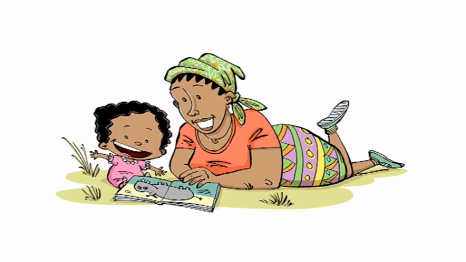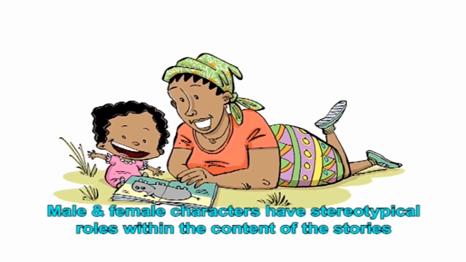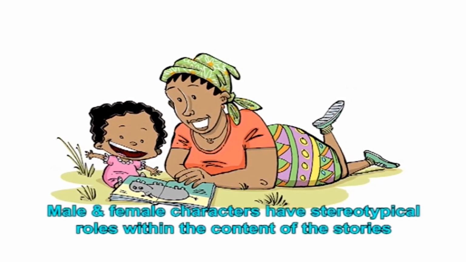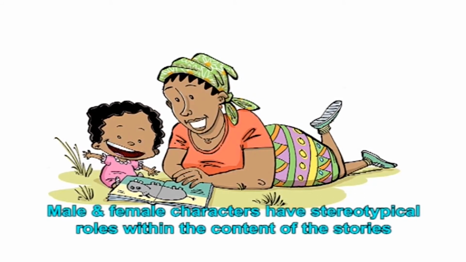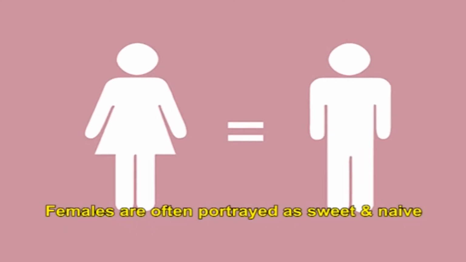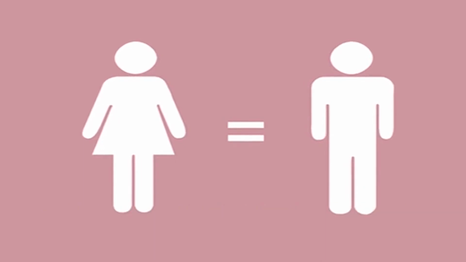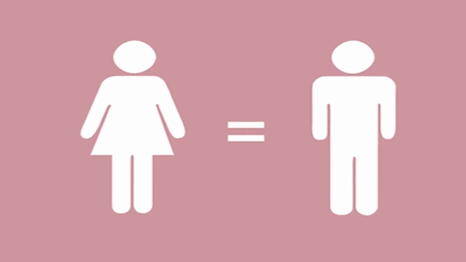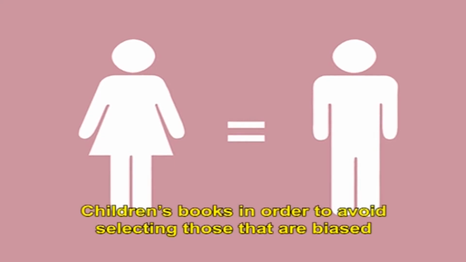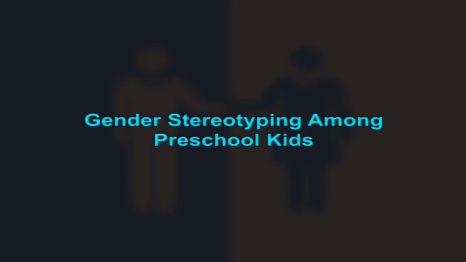One would have seen that male and female characters have stereotypical roles within the content of the stories. Females are often portrayed as sweet and naive, while males are portrayed as strong and independent. All the superheroes are male in the comics. Child psychologists are of the opinion that parents should pay close attention to children's books in order to avoid selecting those that are biased.